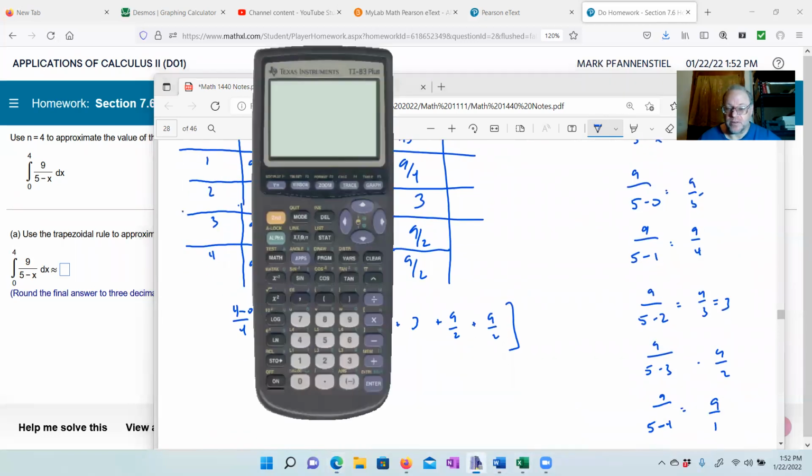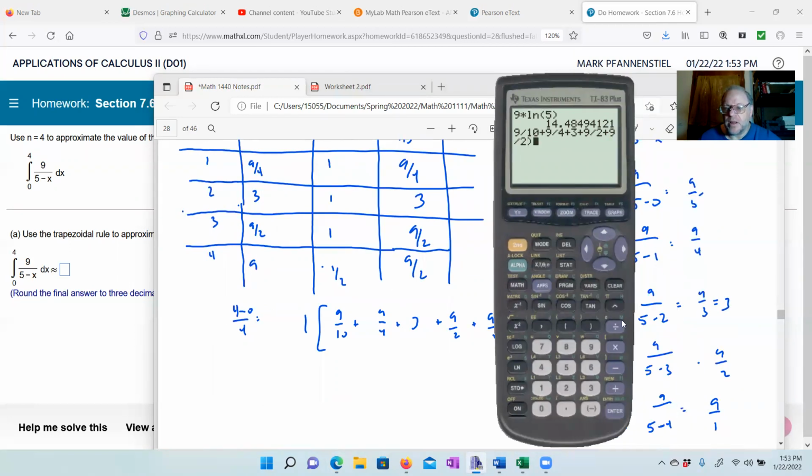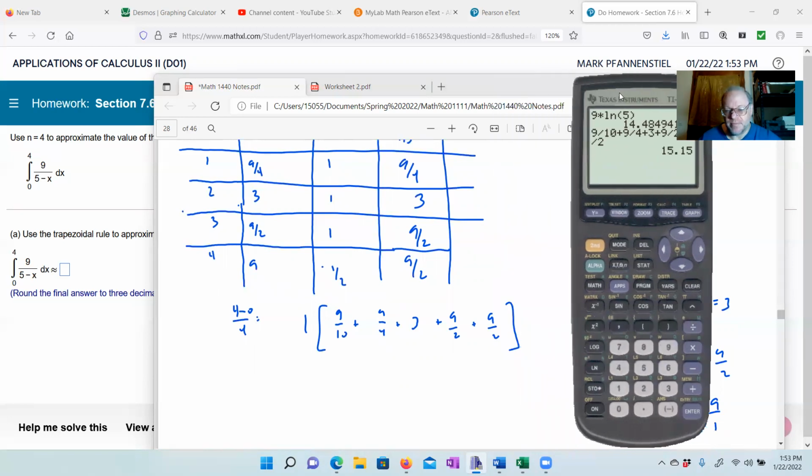All right, so let's see here. We have 9 divided by 10, plus 9 over 4, plus 3, plus 9/2, plus another 9/2. All right, make sure we're looking good here. Oh, I don't need that because I just added them. We add those up and we get 15.15.